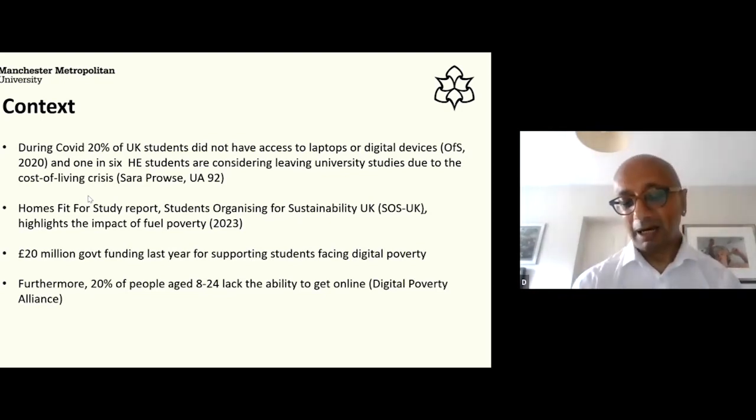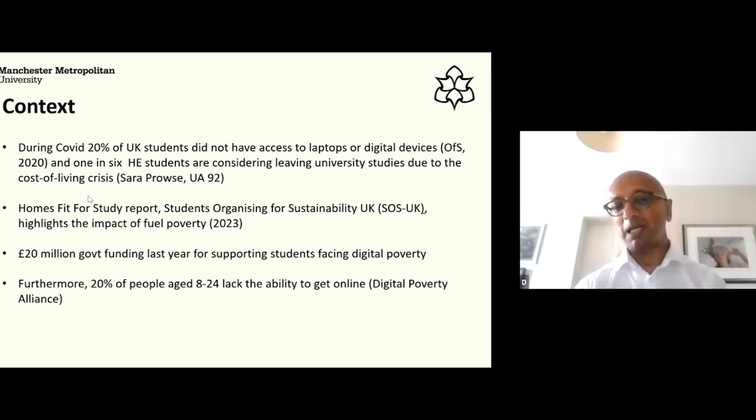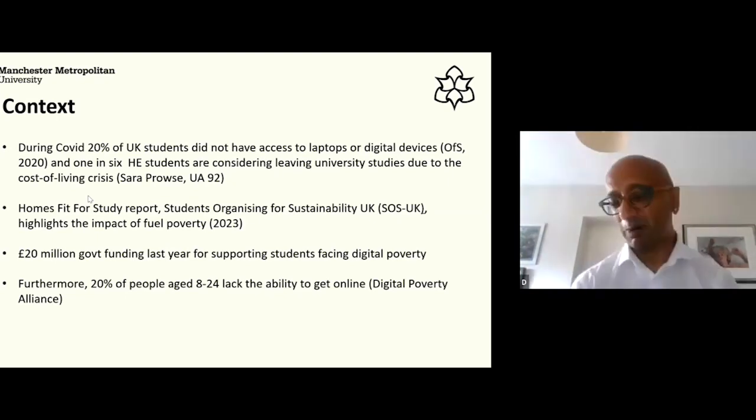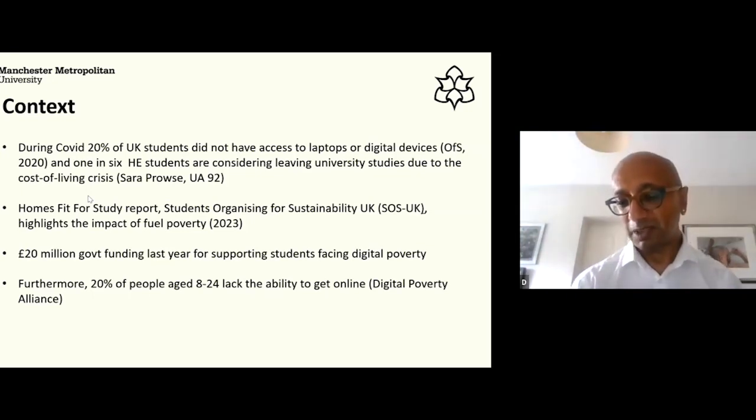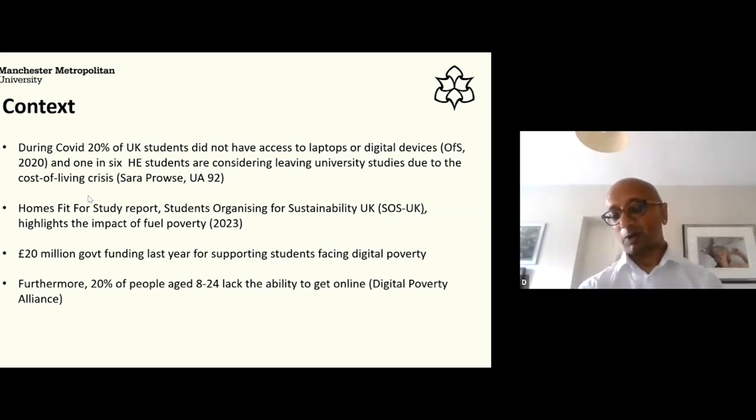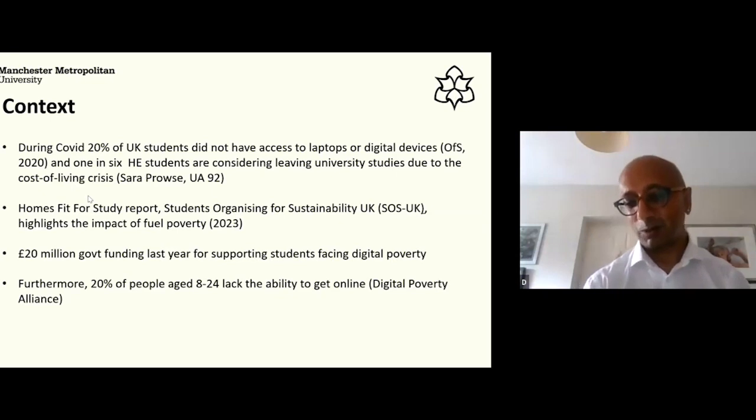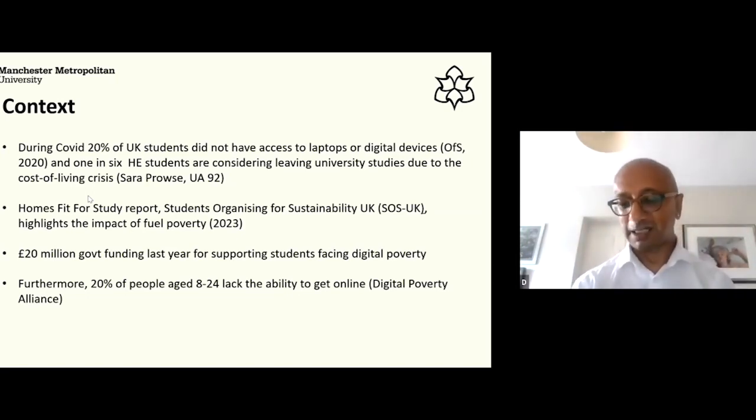Last year, 20 million was provided by the government to support students facing digital poverty, which is quite poor in the sense of how many students we have and the digital poverty that is around. Furthermore, 20% of people aged 8 to 24 currently aren't able to get online, which I thought was quite scary. So we've got this drive to be digital, but sometimes we forget that everybody isn't digital. I think that's an important thing to consider.